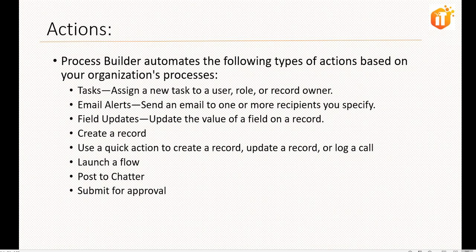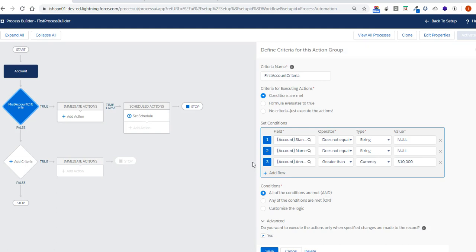We can submit some action for approval. This is also something we are going to cover in our future presentations, how to create an approval process. Okay, and we can call in some Apex method. It is your customization, where you write some customizable code, and that can also be called into your process builder, right? So without wasting any time, we will move into our org.